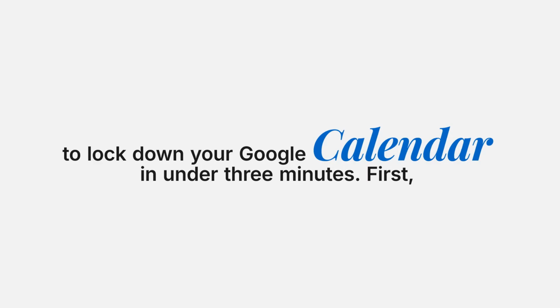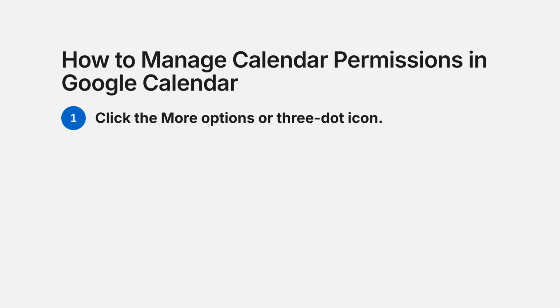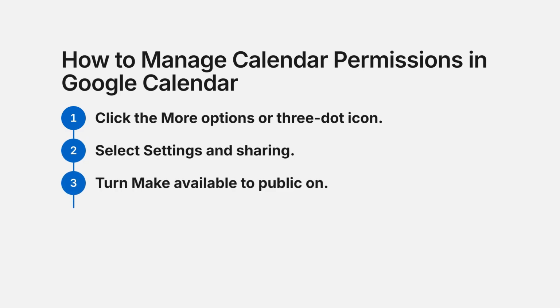Are you tired of everyone seeing your private events? Learn to lock down your Google Calendar in under 3 minutes. First, we'll make your calendar public or private. Then, we'll add specific people with custom permissions, like see only free/busy.